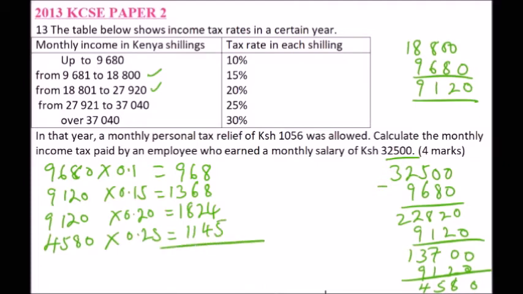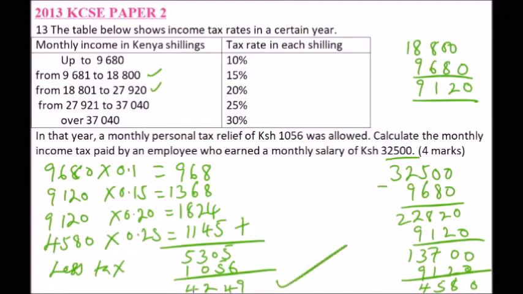Now you are supposed to add the whole of this to find the total tax, so that will give you 5,305. Then you subtract the monthly relief of 1,056 allowed in that particular year, and that will give you a difference of 4,249. So this is the tax that the employee paid to the government every month. So that's how we work that out.